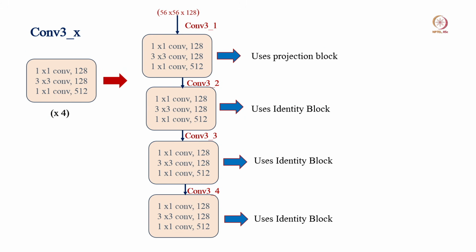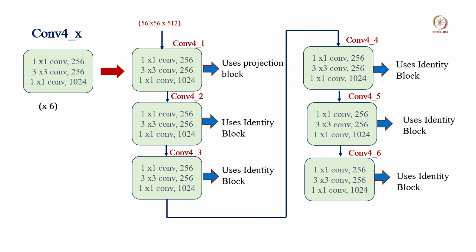Similarly for conv 3x also, I have shown there are 4 times the same block has been repeated, and here also there is a change in the channel numbers. Input was 128, output is 512. So the first block uses the projection, then the second, third and fourth use the identity block. Similarly conv 4x is repeated 6 times, so conv 4.1, 4.2, 4.3, 4.4, 4.5 and 4.6, exactly the same thing. The first one uses the projection block and the others use the identity block.